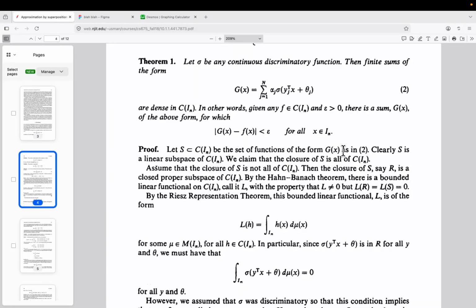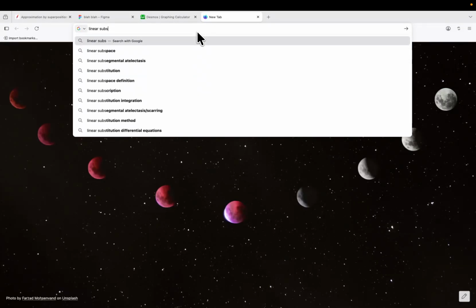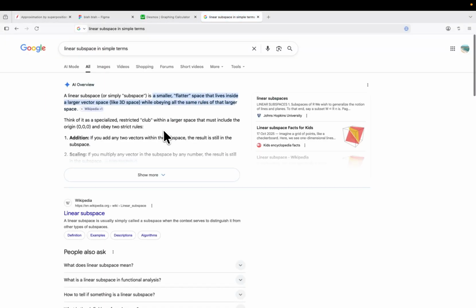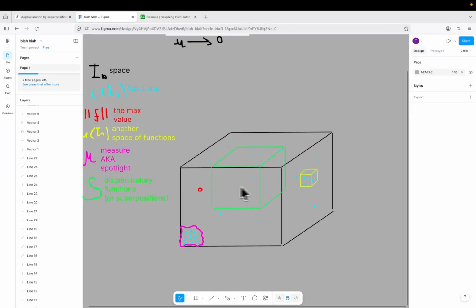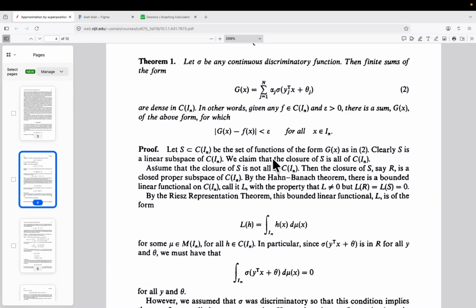Let S be the set of functions of this form. Clearly S is a linear subspace of C. What is a linear subspace? In simple terms, it lives inside a larger vector space while obeying all the same rules. What we're saying is that it just belongs here, in the black cube in our space. We claim that the closure of S is all of C.